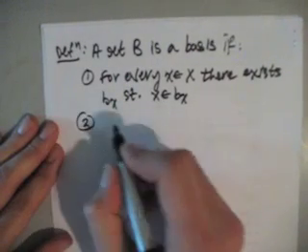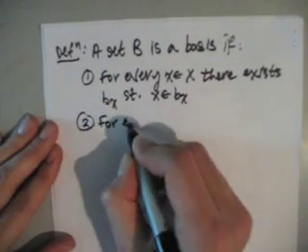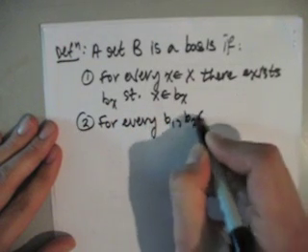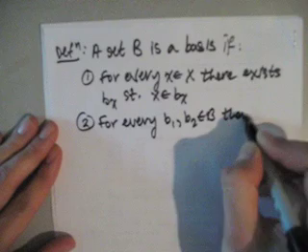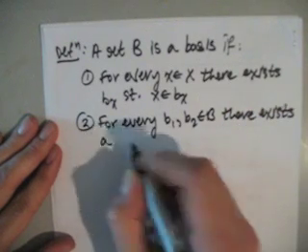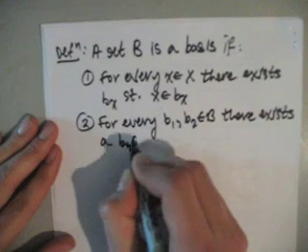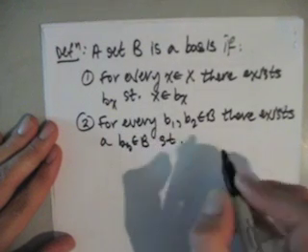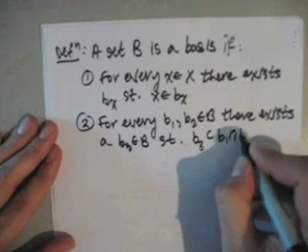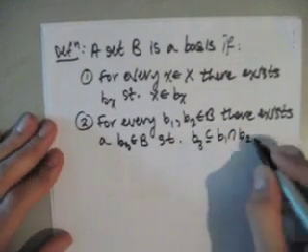And 2, for every B1 and B2 in B, there exists B3 in B such that B3 is a subset of B1 intersect B2. Now that can be equal to it as well.